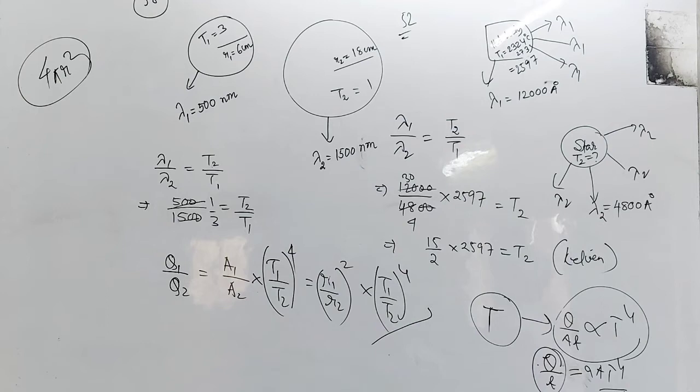You simply apply lambda 1 by lambda 2 is equal to T2 by T1. Understand? The temperature is already in Kelvin, you don't have to change it.